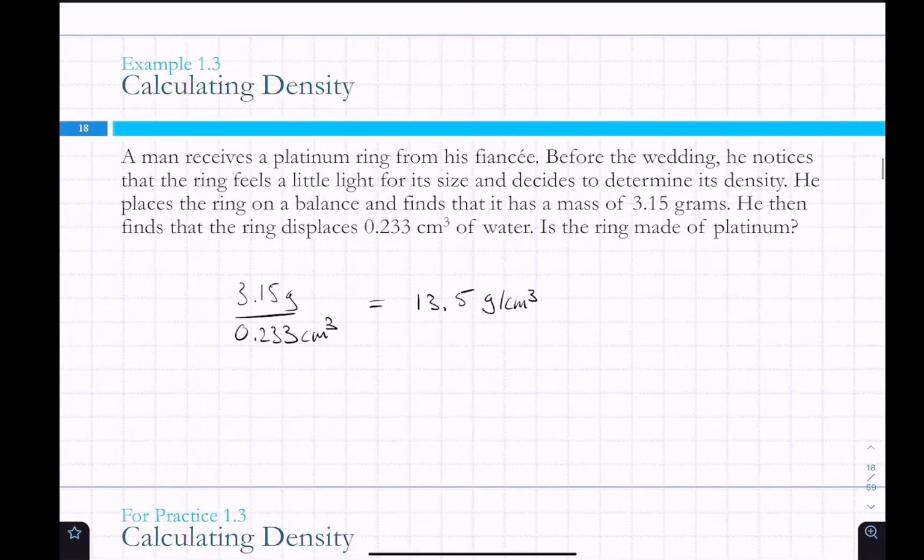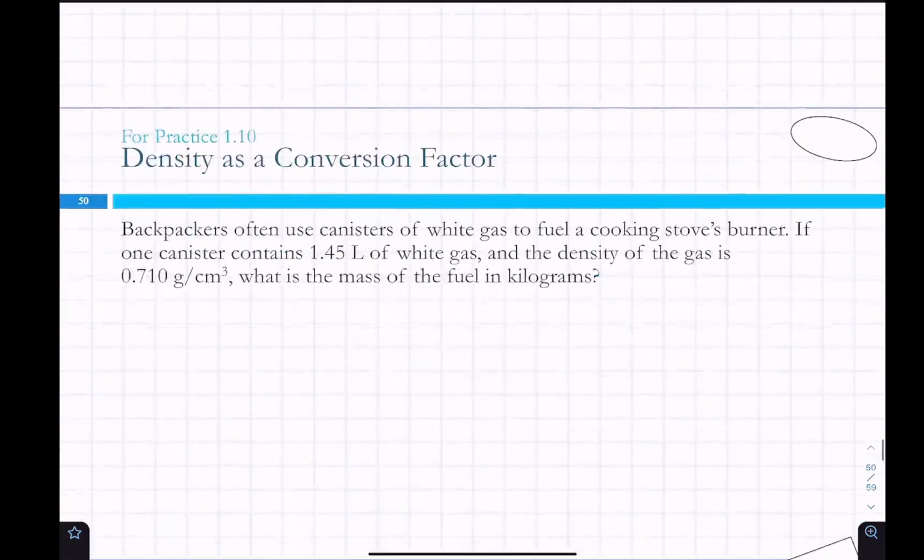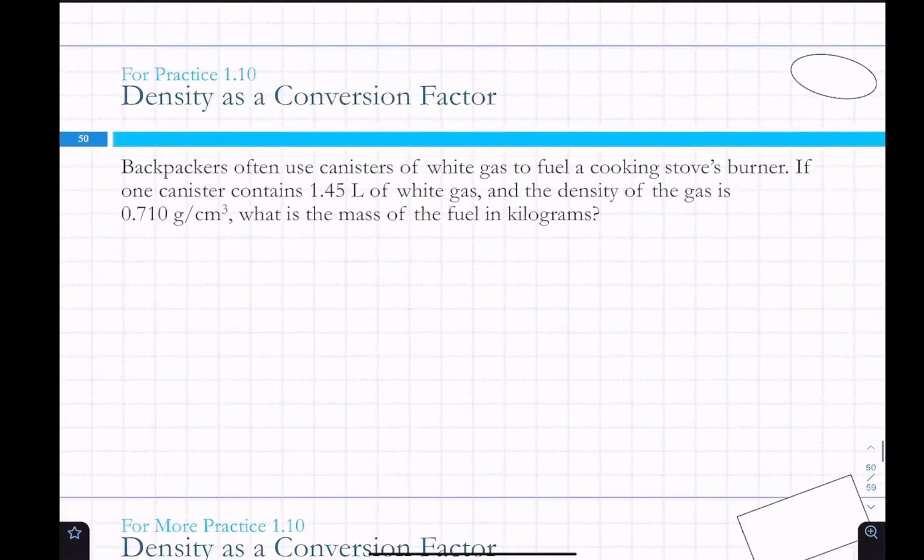Right, so density is an intrinsic property of things, so we can use it to convert between the volume of something to the mass of something, or vice versa. Okay, so density is a conversion factor. We'll do one of these. Backpackers often use canisters of white gas to fuel a cooking stove's burner. If one canister contains 1.45 liters of white gas and the density of the gas is 0.710 grams per centimeter cubed, what is the mass of the fuel in kilograms?